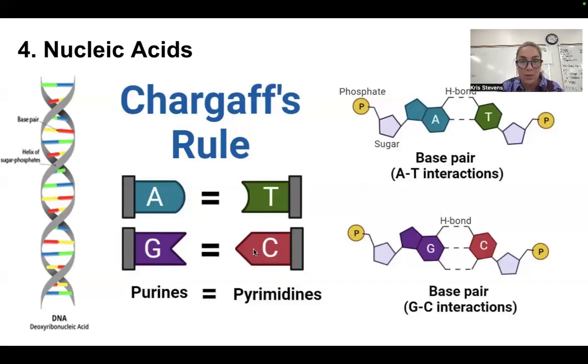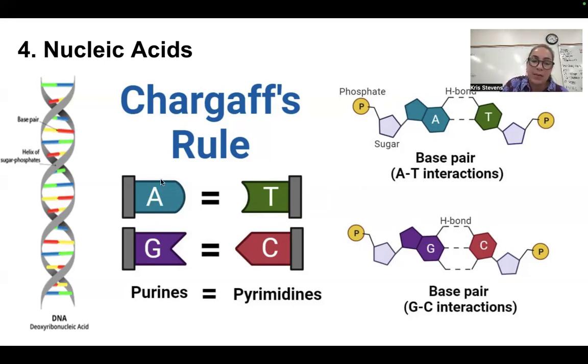So here's the math on this, and you will have this question. If we have 10% adenine, how much thymine would we have? 10%. Okay, what's 10 plus 10? 20. How much guanine and cytosine would you have? I'm going to give you a second to think about it. It's going to be in equal portions. So if that's 10, that's 10, that's 20. 100 minus 20 is 80. 80 divided by 2 is, you guessed it, 40. So that's 40 and 40.